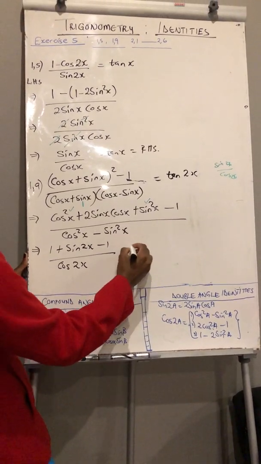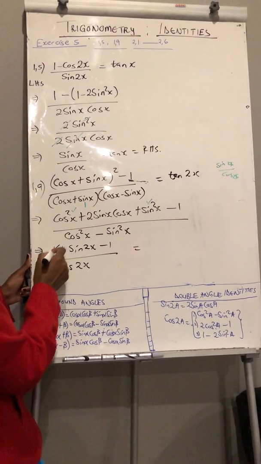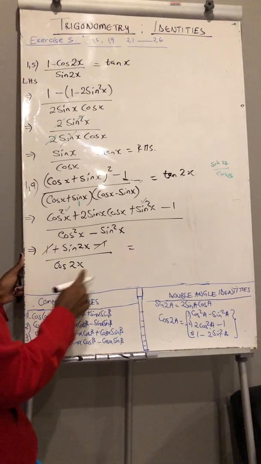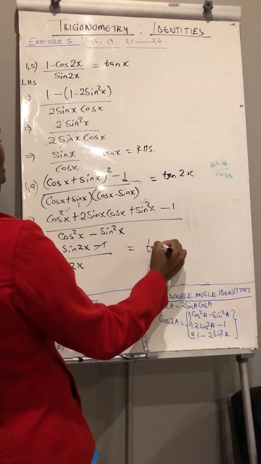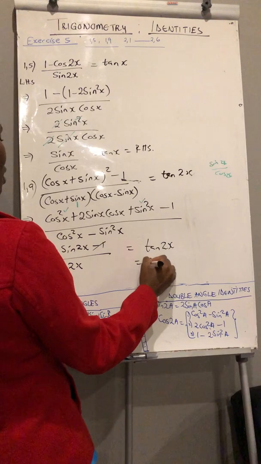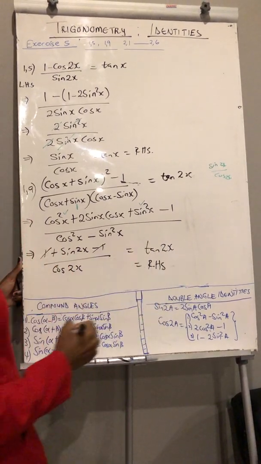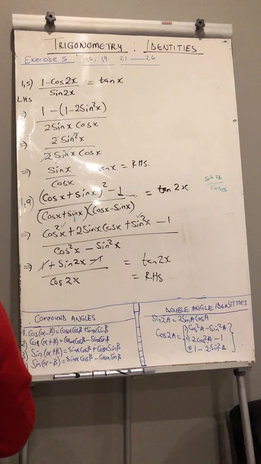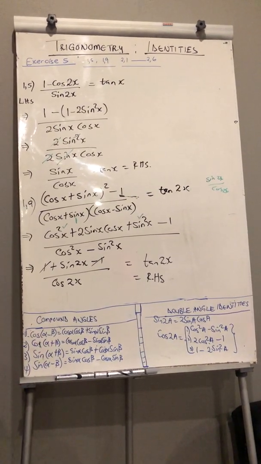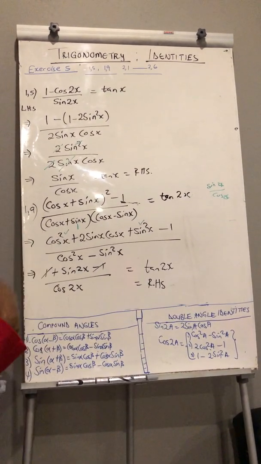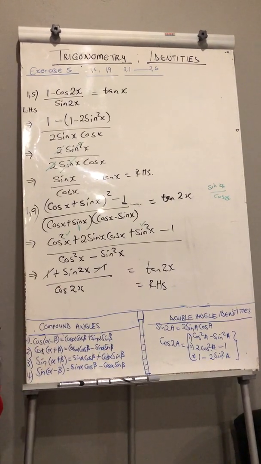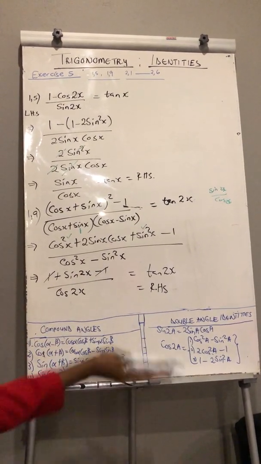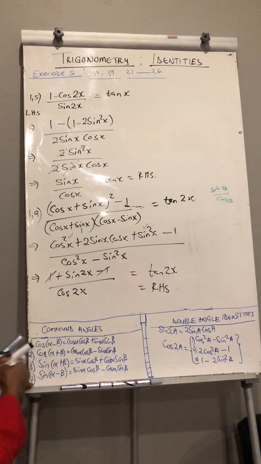So as you can see, this will be just sine 2x and cos 2x left, which will be equal to tan 2x, just like the right-hand side. So you'll find number 1 is now done. Everything on that one is done. So you should be able to solve any one in that exercise. If you didn't, well, then do your corrections and make sure you are sorted.